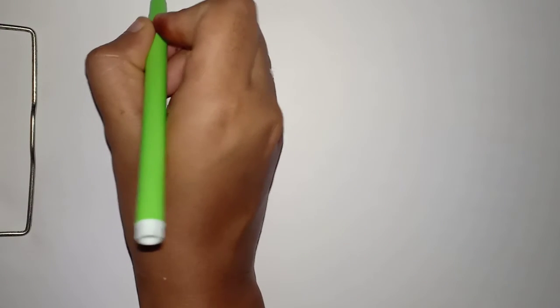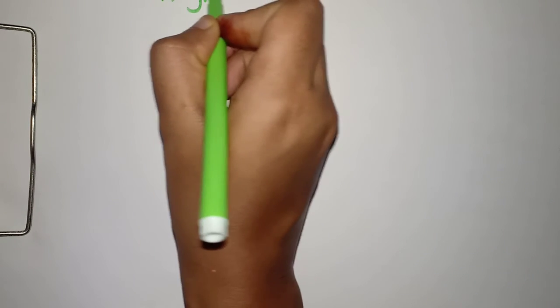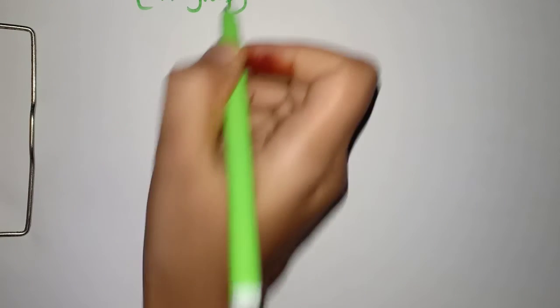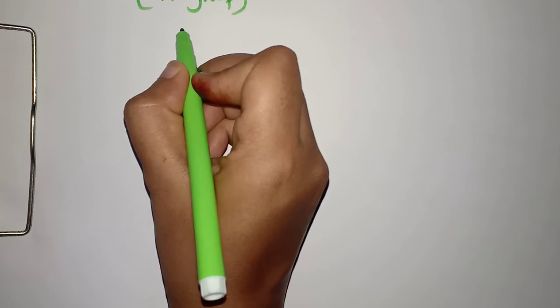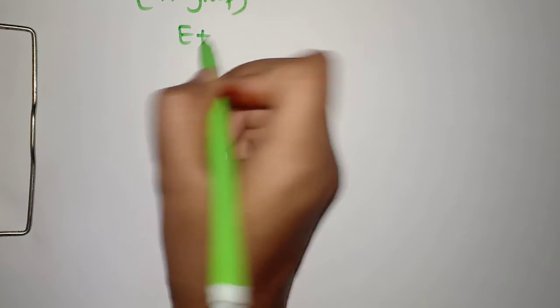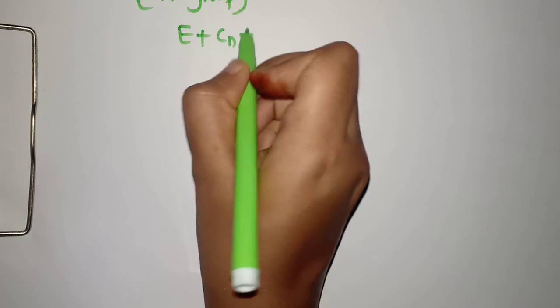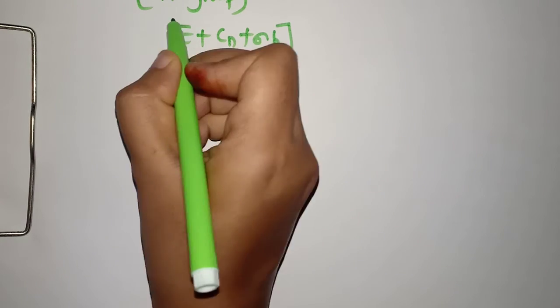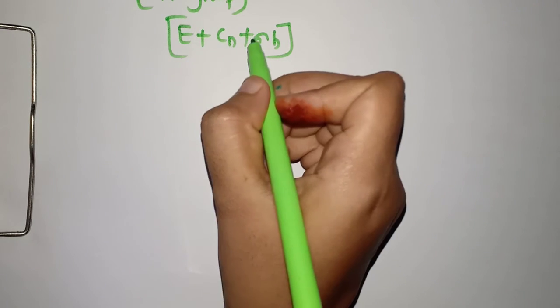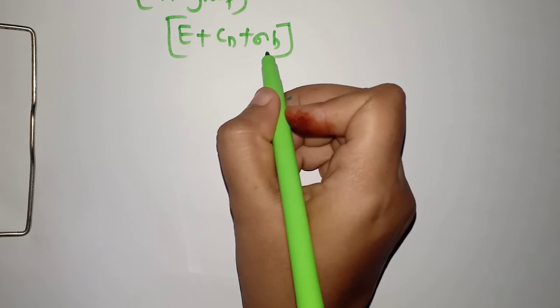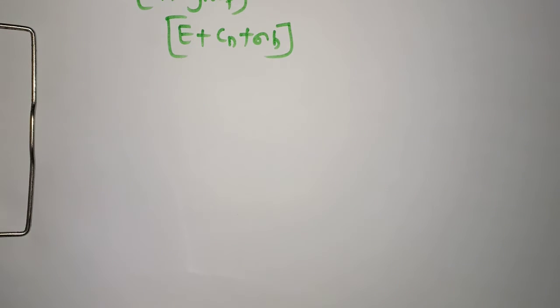Now the next one is the CNH point group. That is the CNH point group. Here the symmetry elements are identity, Cn and sigma H. That is identity, rotational axis of symmetry and also the horizontal plane of symmetry.